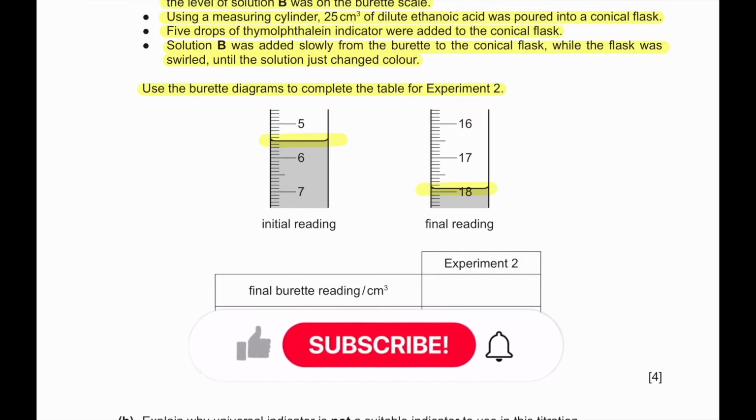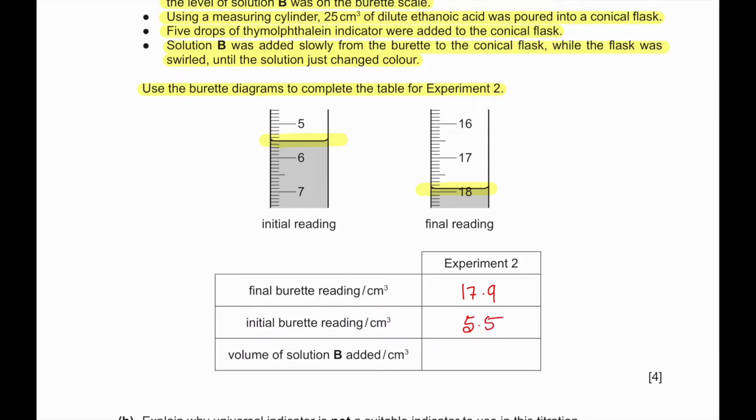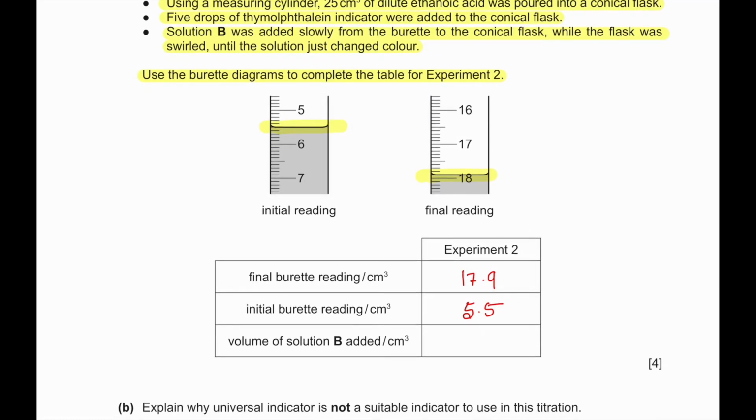So final burette reading 17.9. Initial burette reading 5.5. Volume of solution B added: 17.9 minus 5.5, 12.4.